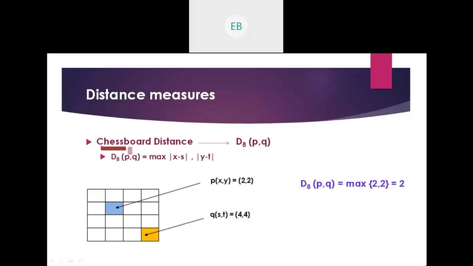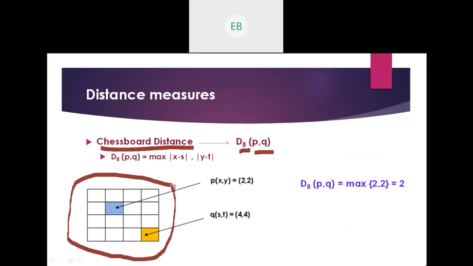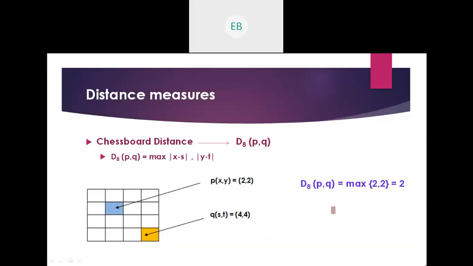The same thing, we go on to the next concept. We have the chessboard distance, which is denoted by d8 of p comma q. We are taking the same 4 by 4 image. We have the p pixel and the q pixel with coordinates x comma y, s comma t, and you already know the values, that is 2 comma 2 and 4 comma 4. The chessboard distance is given by the formula: maximum of x minus s and y minus t.